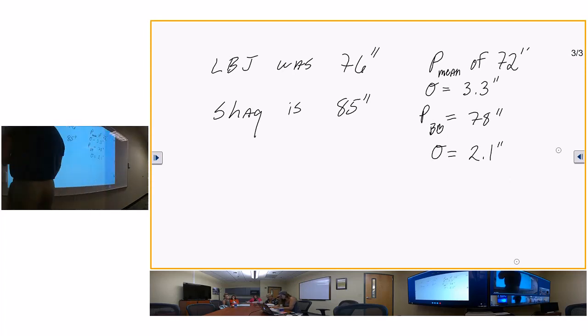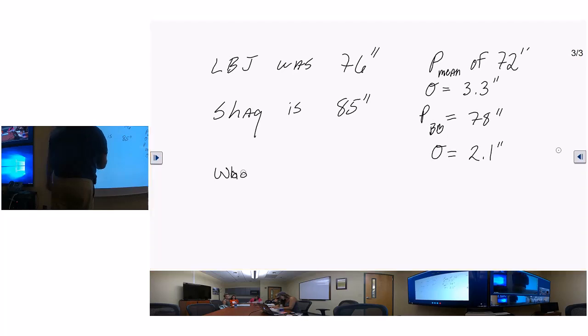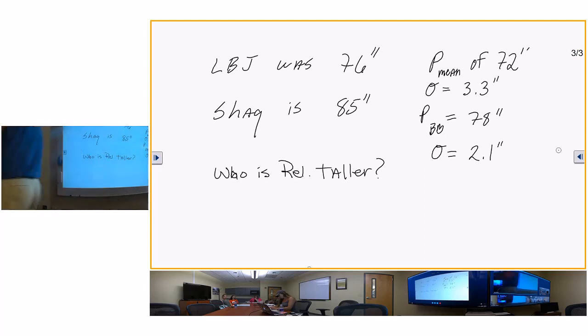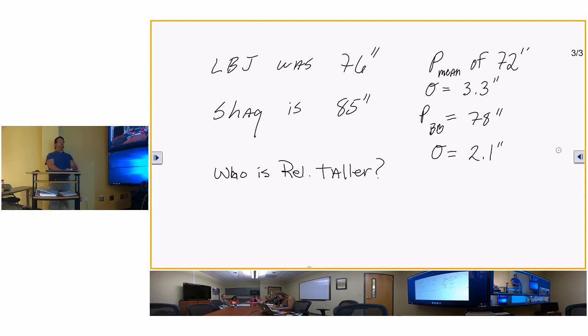Now, what do they ask? They ask who is relatively taller. Okay? Now, any redneck with two teeth in their head will tell you that Shaq is taller than LBJ. All right? Shaq is taller than about 90% of the population. Okay? So that's not what the question's asking. Relatively taller. For instance, what is the qualifications for being president of the United States?